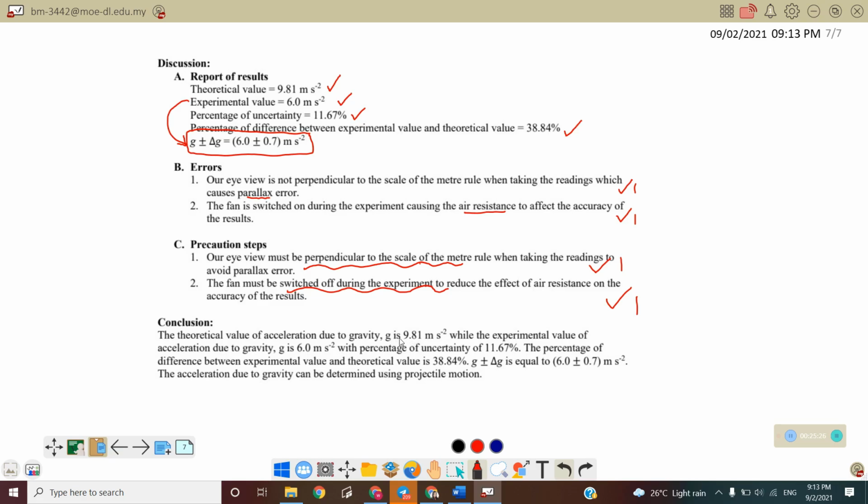Here you must report the theoretical value. The experimental value, we just report this one. This is actually the experimental value, 6.0 plus minus 0.7 meter per second square, and the percentage of difference, percentage of uncertainty. Therefore, the acceleration due to gravity can be determined by using projectile motion.